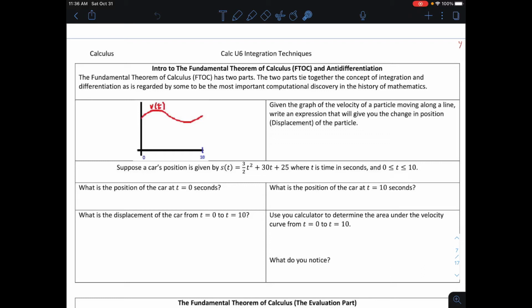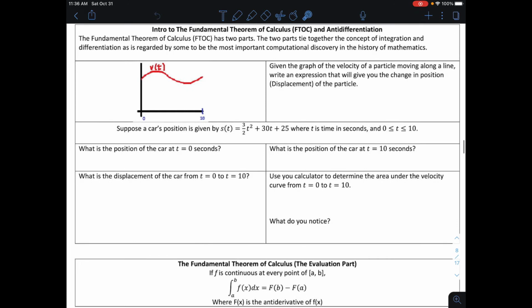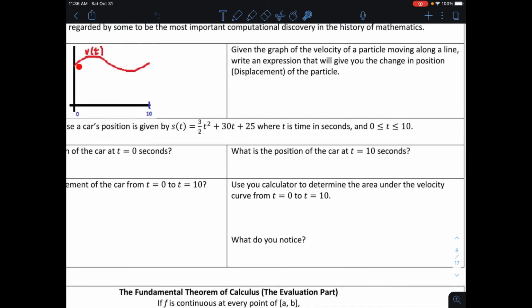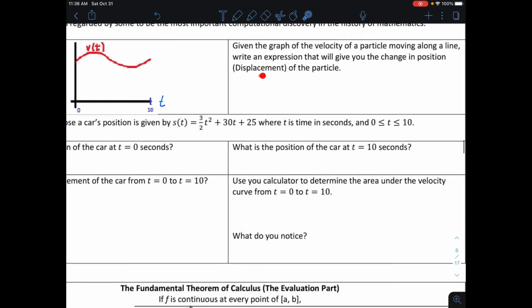In this video, we're going to become introduced to the fundamental theorem of calculus in the process of antidifferentiation. And we're going to begin by looking here at this first problem where on the left-hand side, we're given the graph of some velocity curve. And the horizontal axis represents some units of time. Let me label that here. And if we were going to try to write an expression that represents the displacement of the particle, so over here on the right-hand side, how would I go about doing that?